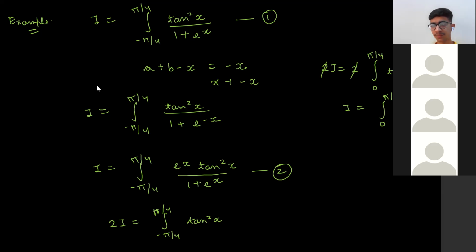Now put the limits. Minus x plus tan x. Minus pi by 4 plus tan pi by 4, which is 1, minus 0, since tan 0 is 0. So this comes out to be 1 minus pi by 4.